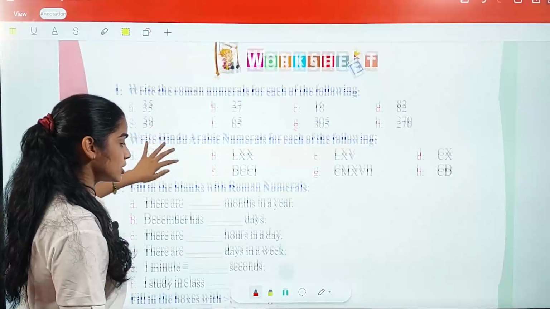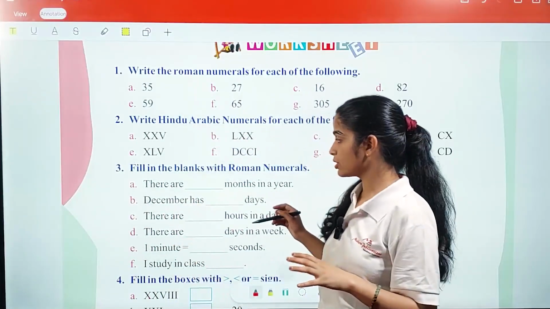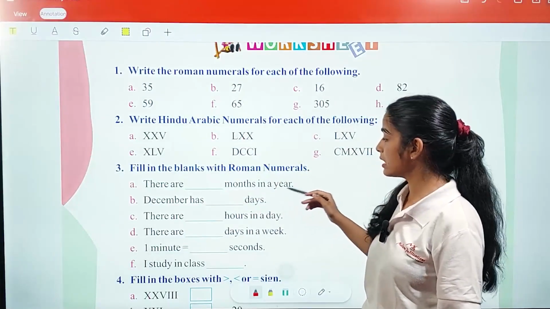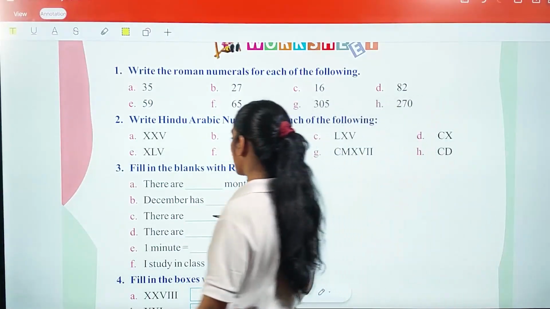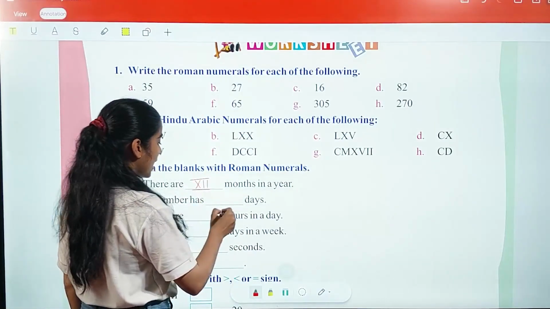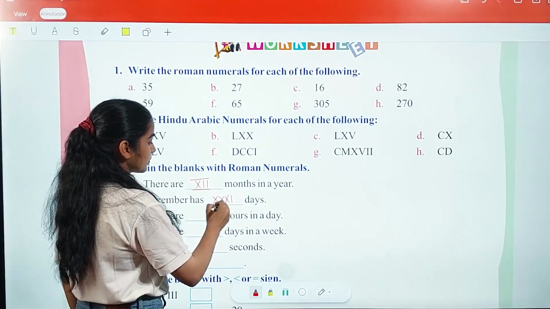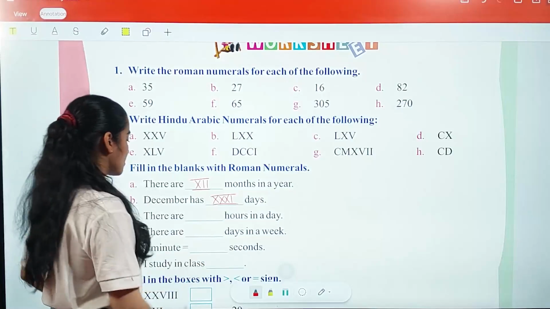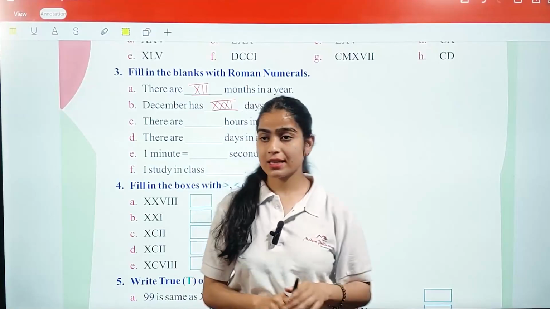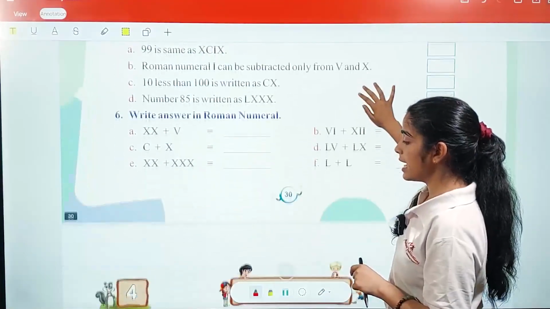And this is your worksheet. In the worksheet what you have to do? You have to do your exercise questions, filling the blanks with Roman numbers. There are dash months in a year. So how can you write 12 in Roman? 10 and 2 dots. December has how many days? 31 days. So you can simply do similarly as we did in our above section and in our exercise as well, and check yourself how much you learned by doing this exercise.